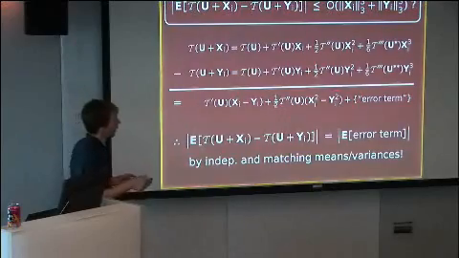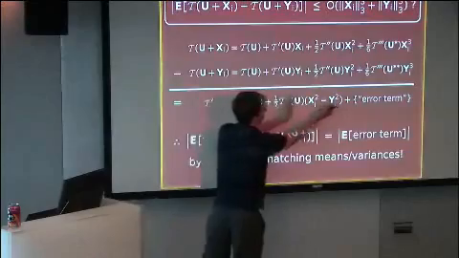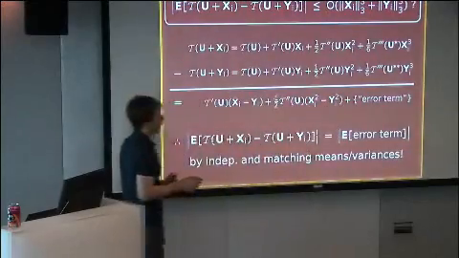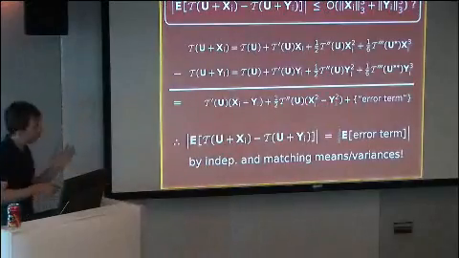Something similar happens here. Again, by independence, you can say the expected value of this piece is expected value of this times the expected value of this. And by virtue of the fact that xi has the same variance as yi, because they have mean zero, the second moments are the same. Again, this also cancels.